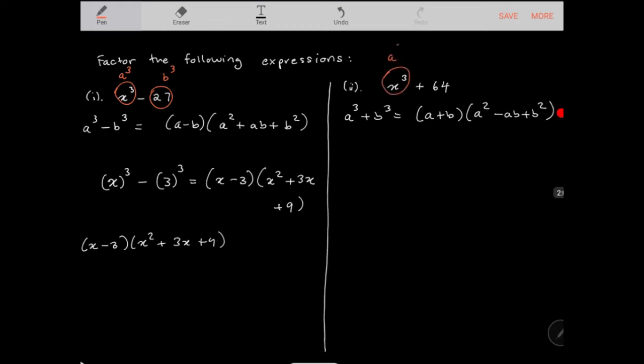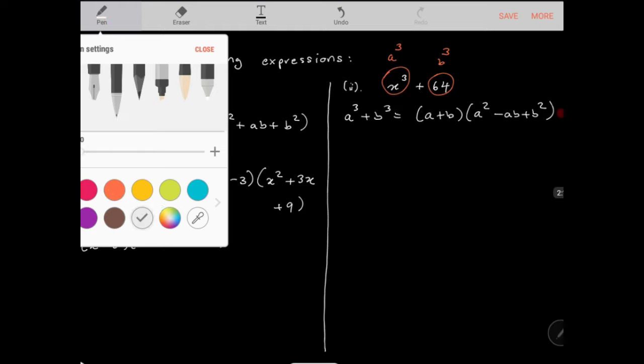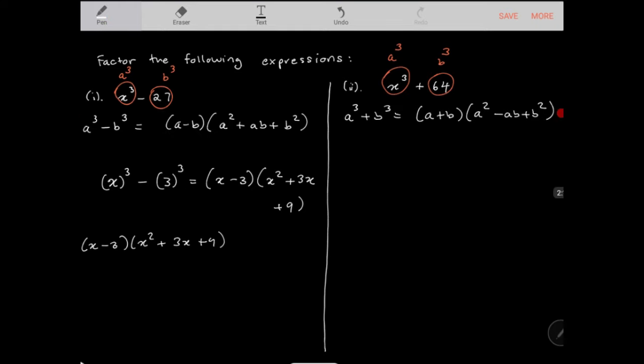So in this scenario, x cubed here can be thought of as a cubed, 64 is b cubed, and let's find the cube root of both of these terms, right? So the cube root of x cubed is x, so you can write this as x cubed plus, the cube root of 64 is 4, so this is 4 cubed. If you use the template you can write this as x plus 4, a squared, which is x squared, minus ab, which is 4 times x, 4x, plus b squared, which is 16.